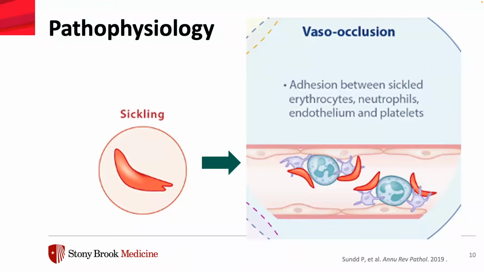Over time, because these red blood cells sickle and then unsickle, depending on whether or not they're oxygenated, there could be damage to the cell membrane, which makes it lose the pliability that was important for red blood cells to pass through the small capillaries.